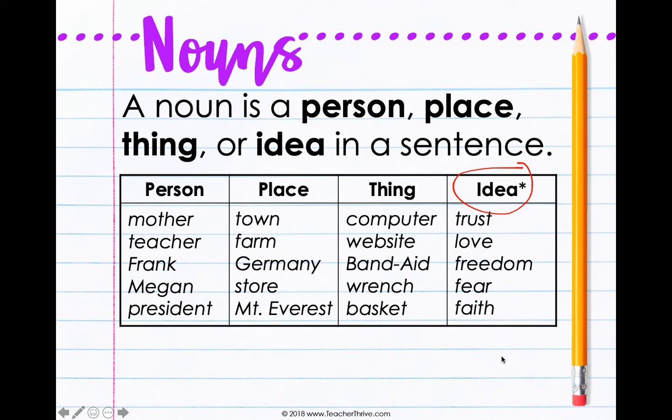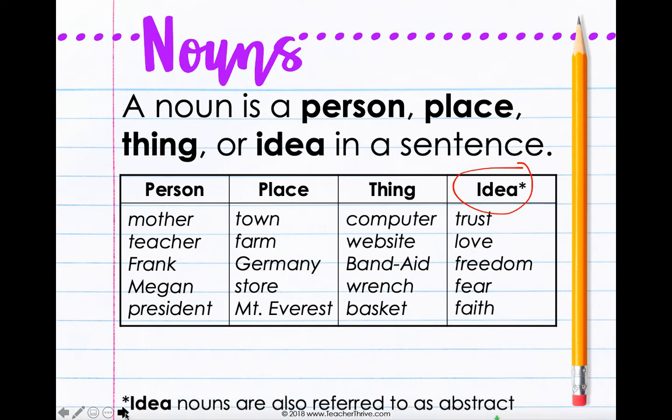Okay, kiddos. I know it kind of sounds crazy to name these as a noun, but the idea of trust, that is a noun. Now, if I said, I trust you, then that's not a noun. That's me doing something. But the idea of trust, that is a noun. The idea of love, not saying I love you. When I say I love you, love is a verb. But if the idea of love and that there is love in the world, there is freedom in the world, those things are nouns.